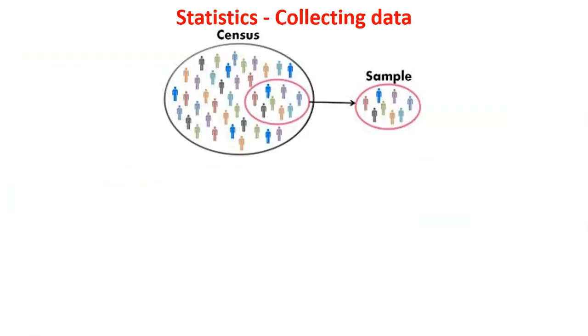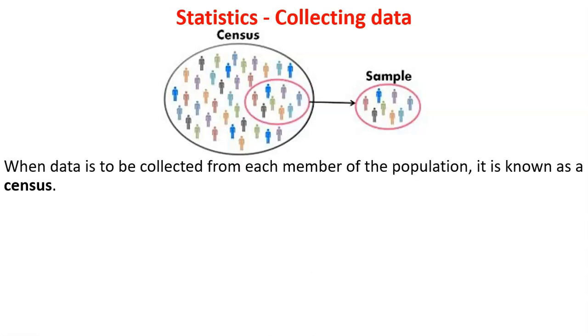So now, the way that we go about collecting this data. So we've got this word census. Some of us may have heard of a census because there's a census that takes place every 5 years where the government actually surveys every single household. Okay? Or we can look at a sample. So when data is to be collected from each member of the population, so everyone, it's known as a census. So census means everybody's involved.